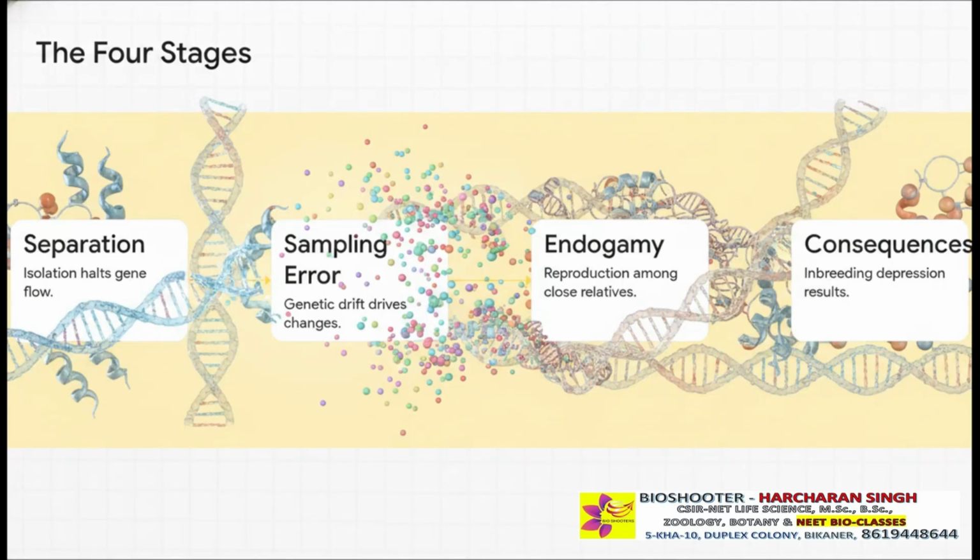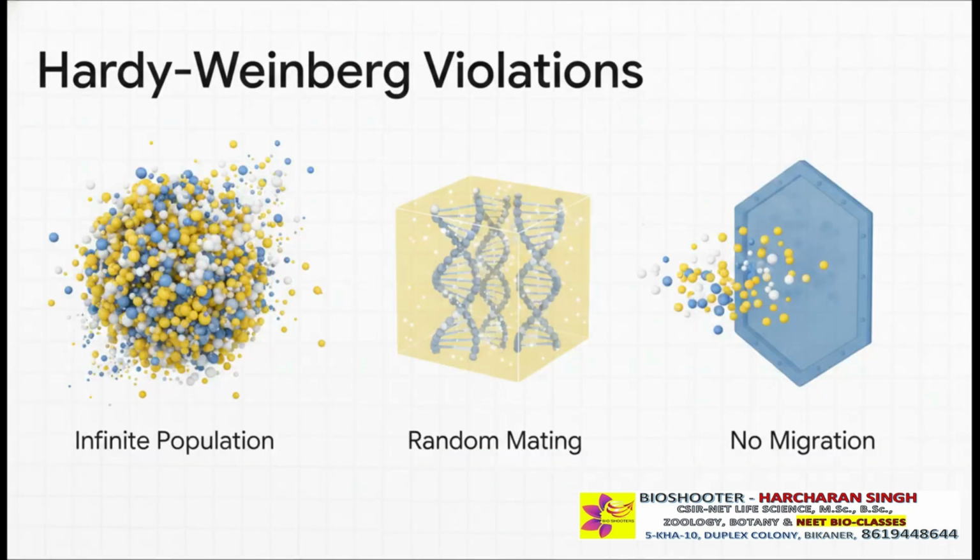You can really think of this as the life cycle of an isolated gene pool. It perfectly maps out into 4 sequential steps, starting with separation, moving into random sampling error, then endogamy, and finally, those crucial evolutionary consequences.